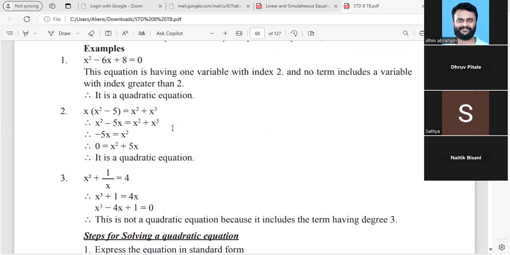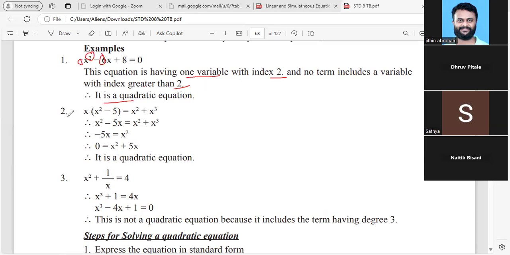So let's try solving examples one by one. The first example they have given us is x square minus 6x plus 8. The equation has one variable, that is x, and its index or order is 2. No term includes a variable which has index greater than 2, hence it is a quadratic equation. Here we are trying to identify the quadratic equation. This is definitely a quadratic equation because the maximum power is 2 and the coefficients are not imaginary numbers, they are definitely real numbers.